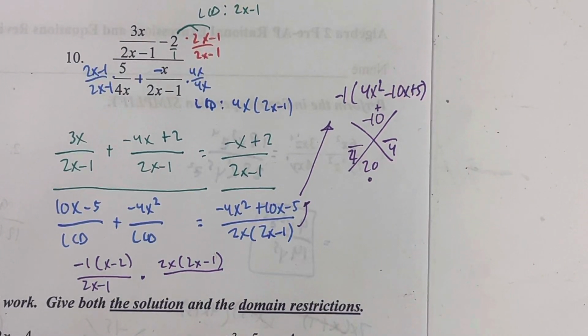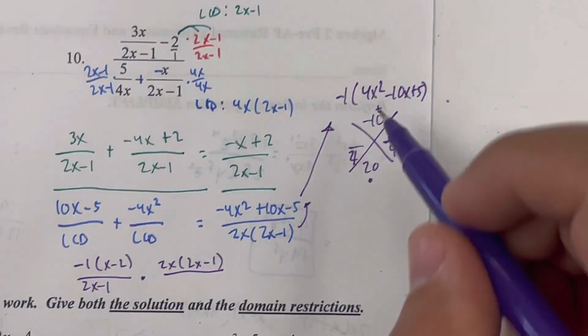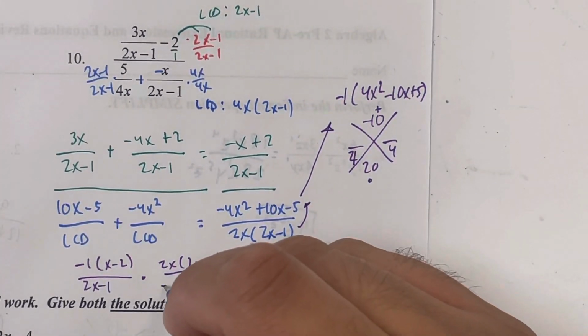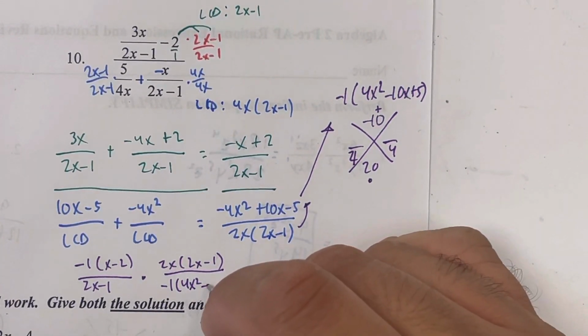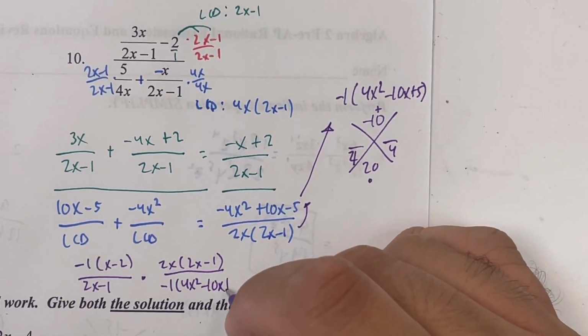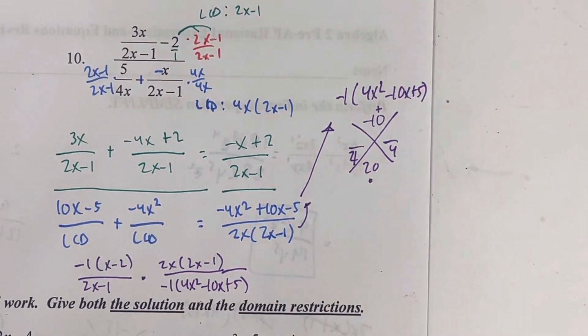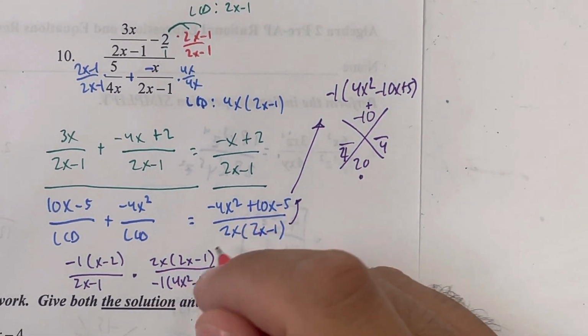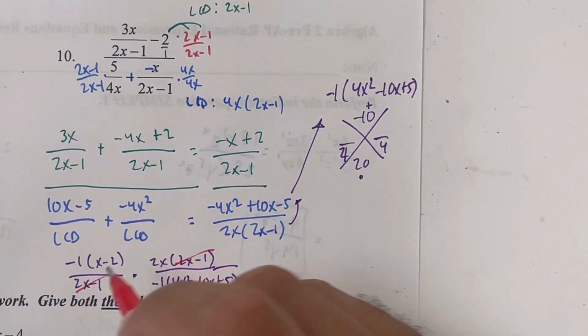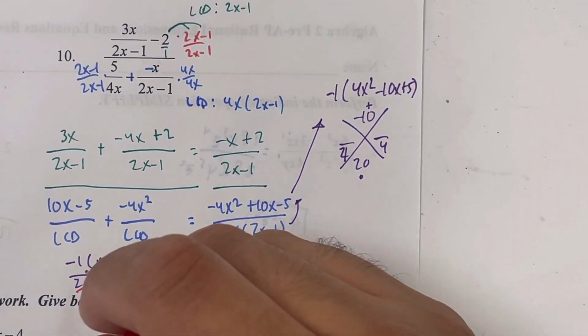We have 1 and 20, which doesn't work. 2 and 10, 4 and 5. Yeah, nothing factors, so this is actually finalized. So we have this negative 1, 4x squared minus 10x plus 5. Now I'm going to look for common factors I can cross out. I can cross out this 2x here, 2x minus 1, and I can cross out these negative 1s.